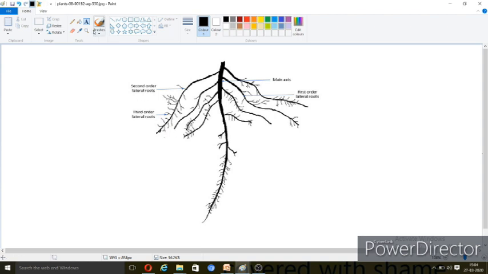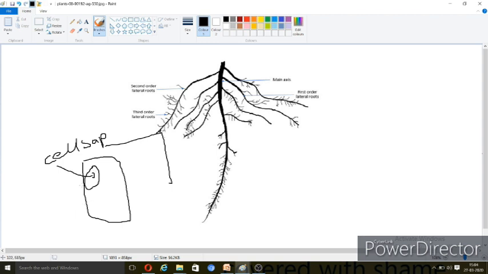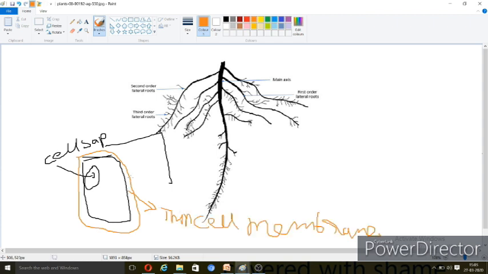If we zoom in on these root hairs, we will see something like this, for example, this is a root hair. There are some vacuoles here, and these vacuoles contain cell sap, which is a solution. Another thing is they have a cell membrane, and this cell membrane is very thin. So the second characteristic is a thin cell membrane, and they also have a thin cell wall.